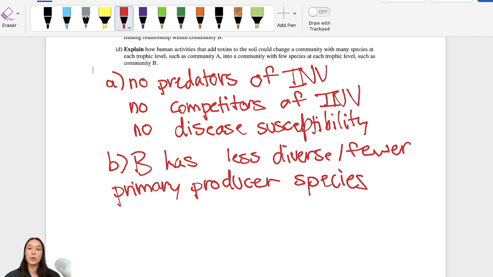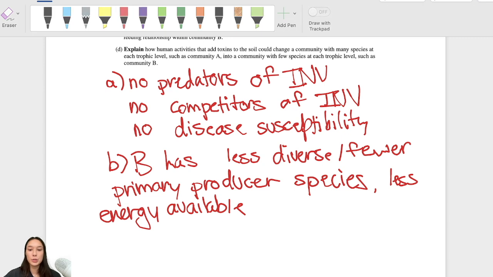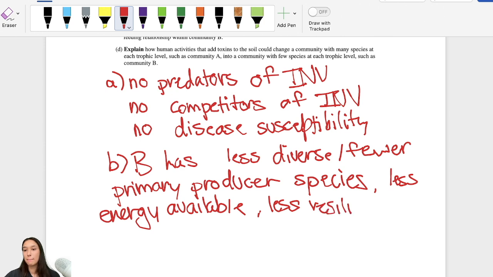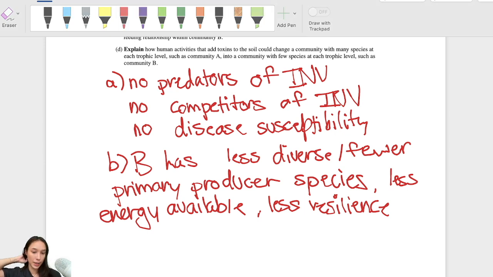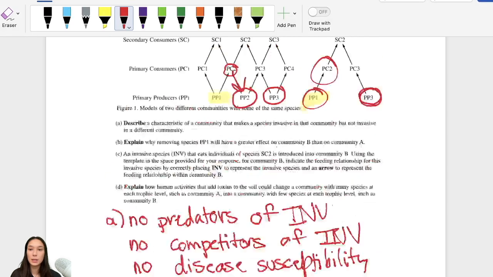And then as a result, you have to also put what this would do. So there's less diverse or fewer primary producers, and what would that cause? That would cause less energy available because you're knocking out those primary producers. Say less energy available, or you can also say less resilience. Both of those work. Another option, which didn't immediately come to my mind, but I'm looking at the answer guide and would have allowed, is if you knocked out PP1 in community B.